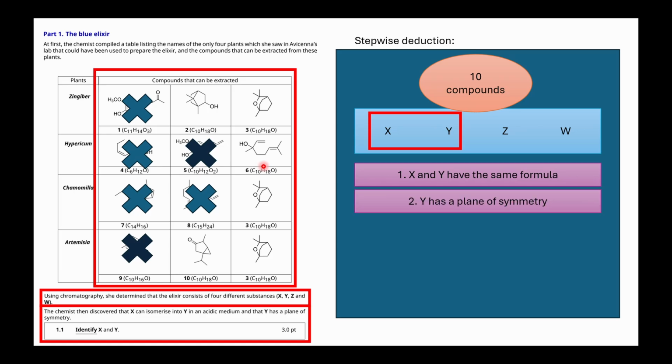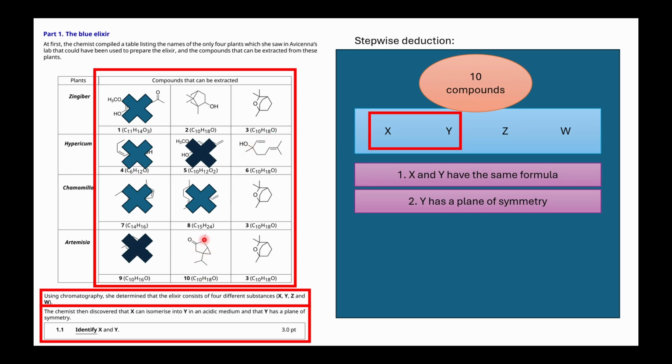Then the second piece of information we have is that Y has a plane of symmetry. So that gives us a lot more things to work with. From molecules that we haven't eliminated yet, although they all have the same molecular formula, you can easily find that 6 definitely does not have a plane of symmetry, because this is a group that can just freely rotate, and then it's in no way symmetrical.